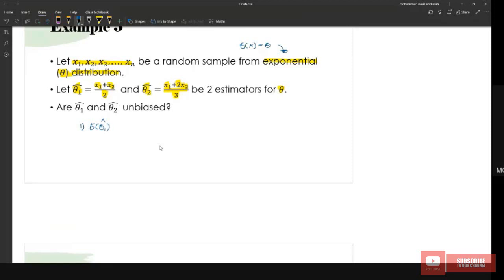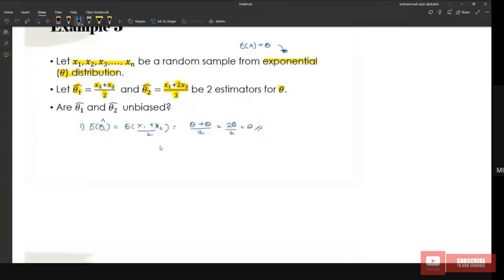Is equal to the expected value of (X1 + X2)/2. So this should be equal to (theta + theta)/2, which is equal to 2 theta/2, equal to theta. So we can conclude that the first estimator, theta 1 hat, is an unbiased estimator.